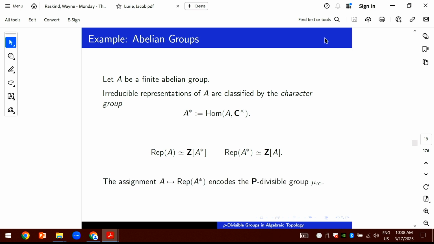And I just want to remind you that we've seen this construction before. I said you could encode the multiplicative p-divisible group. It's something you can do over any ring. And if you do it over the integers, that's encoded by the functor that takes an abelian group A to this group algebra Z[A]. So I could equivalently say the multiplicative p-divisible group is encoded by the functor that takes A to the representation ring of A star.